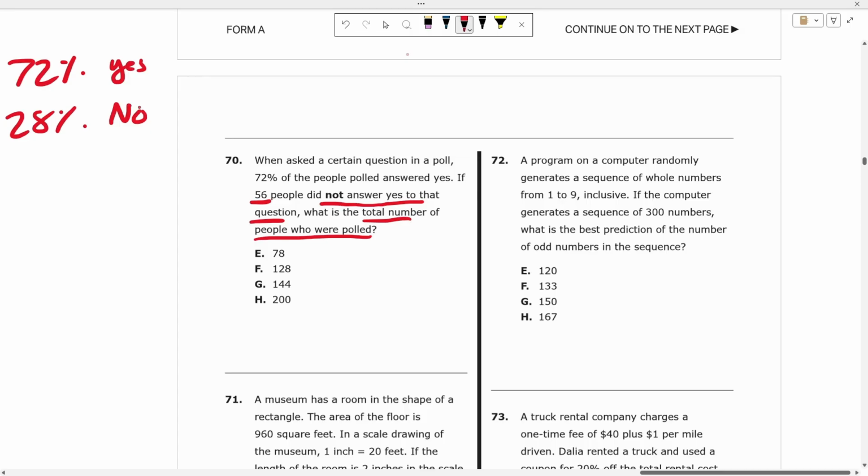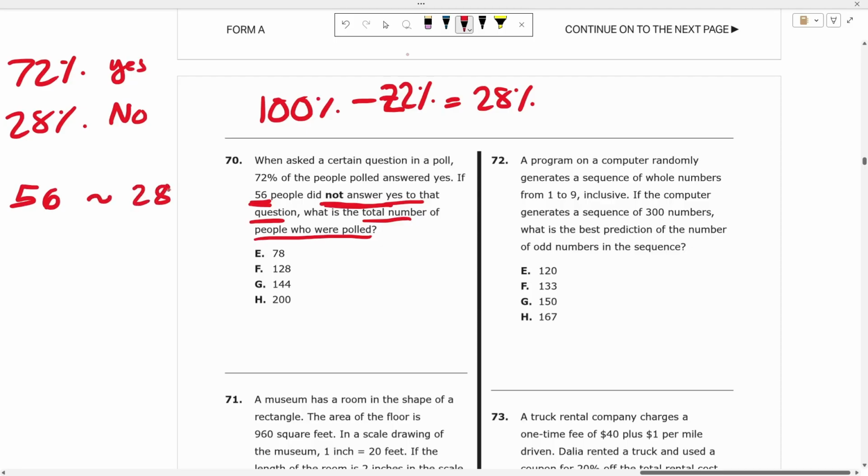Okay, why is it 28%? Because 100% of the people participated, right? If you ask everyone and everyone replies, that means 100% replied. So 100% minus 72% is equal to 28%. So we know that 28% had to have said no. We also know that 56 people did not answer yes. So that means that 56 people is that 28%. So we know that 56 is equal to 28. And we want to know the total number of people who were polled. So if 56 is equal to 28, x is equal to 100.